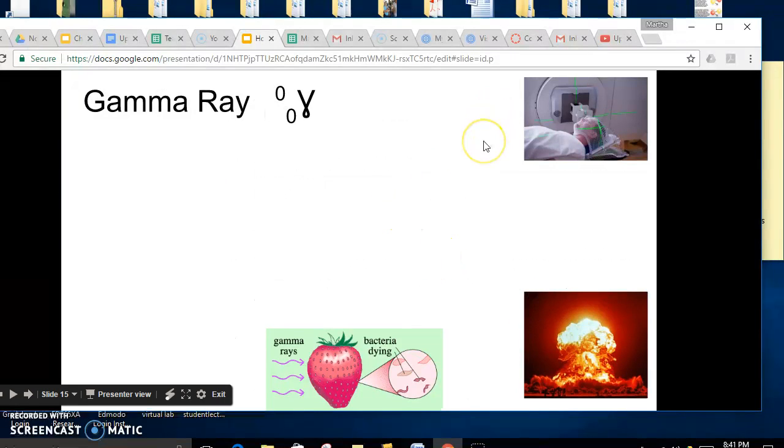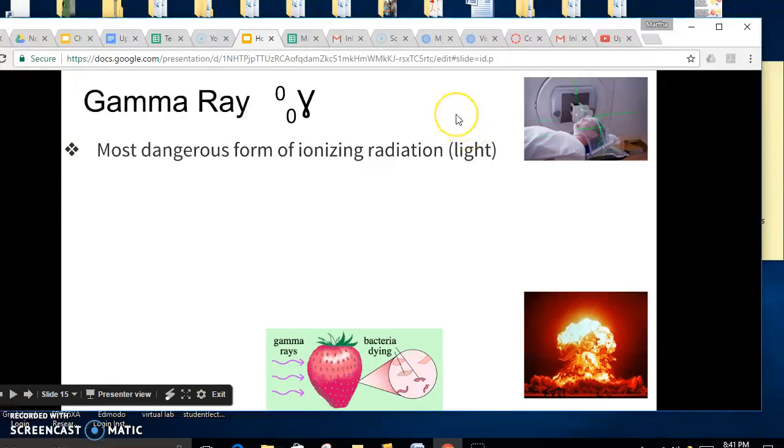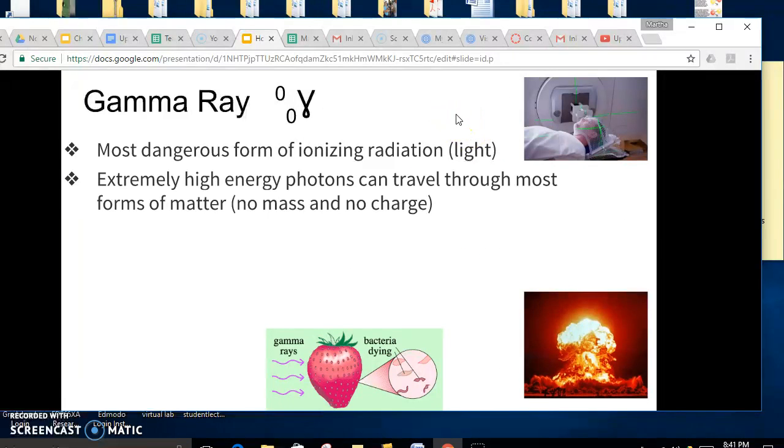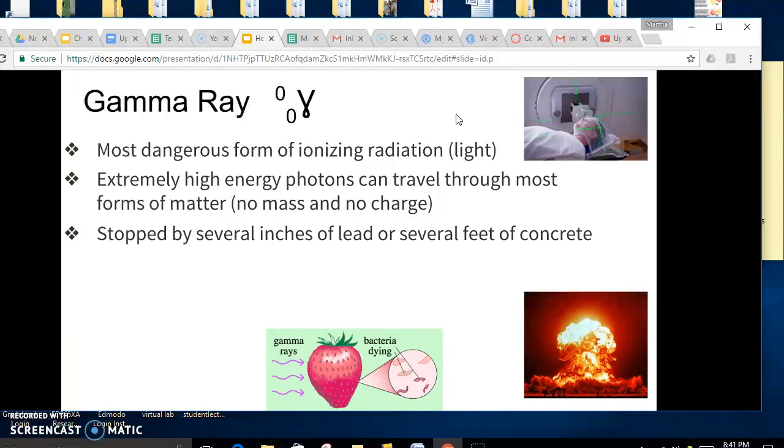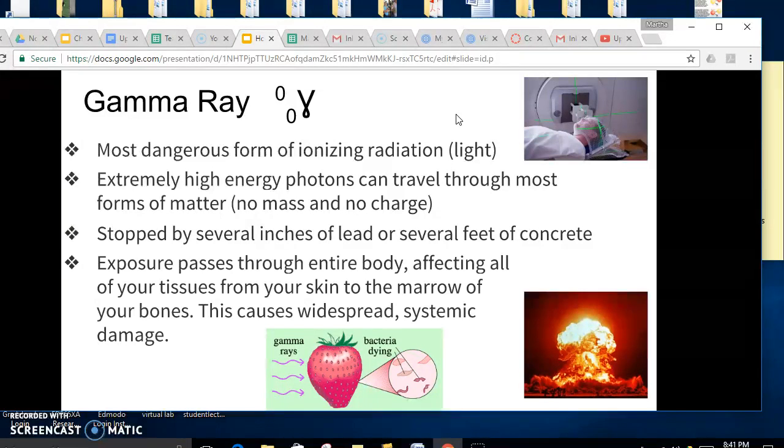Now the last one, the one that we associate as being dangerous when it comes to radiation, is gamma rays. It's the most dangerous form of ionizing radiation. Extremely high energy photons that can travel through most forms of matter. They have no mass and no charge. It takes several inches of lead or several feet of concrete to stop gamma rays. Exposure passes through the entire body, so it can affect all of your tissues from your skin to the marrow of your bones. And this can cause widespread systemic damage.